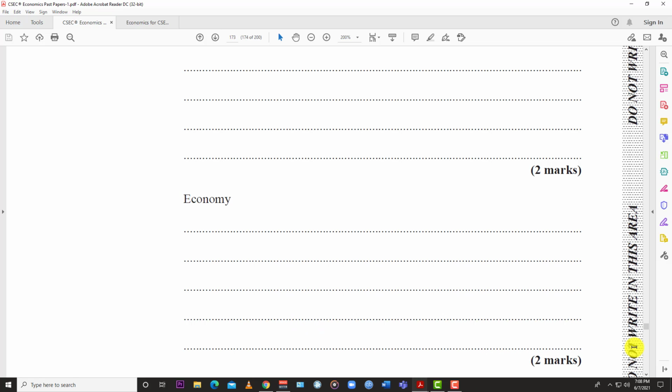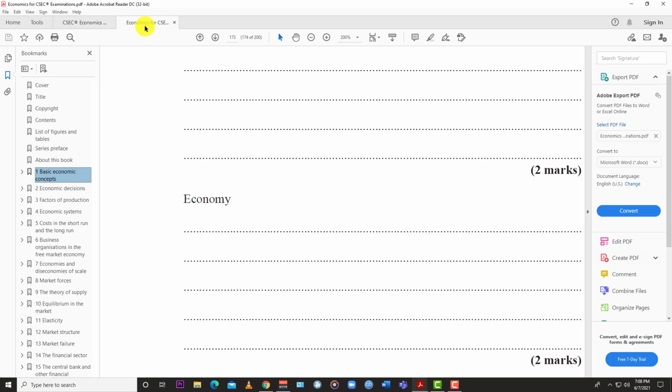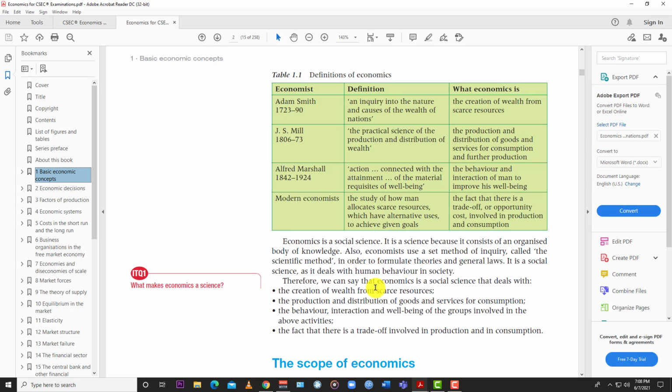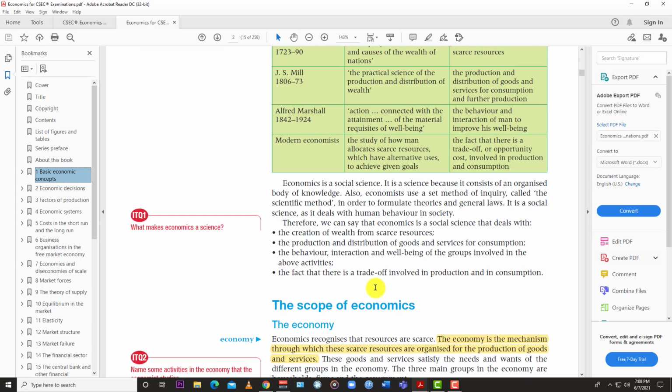So those are some off the top definitions, but of course you may want a little textbook definition. Based on the textbook, modern economists define economics as the study of how man allocates scarce resources which have alternative uses to achieve given ends or goals. Okay, a little bookish, but I have an idea. And the economy is the mechanism through which these scarce resources are organized for production of goods and services.